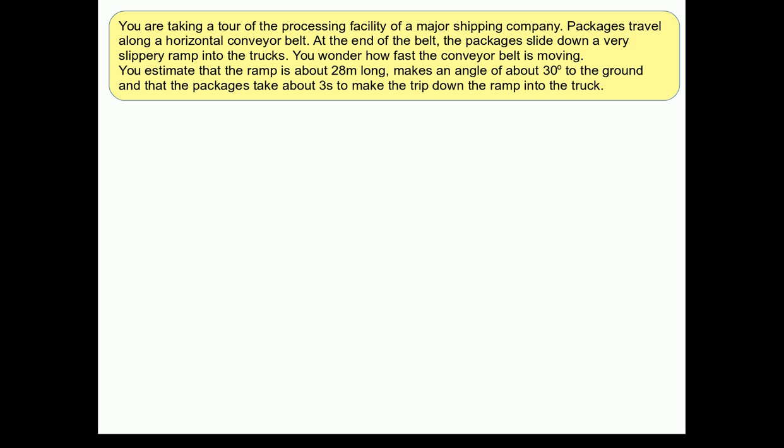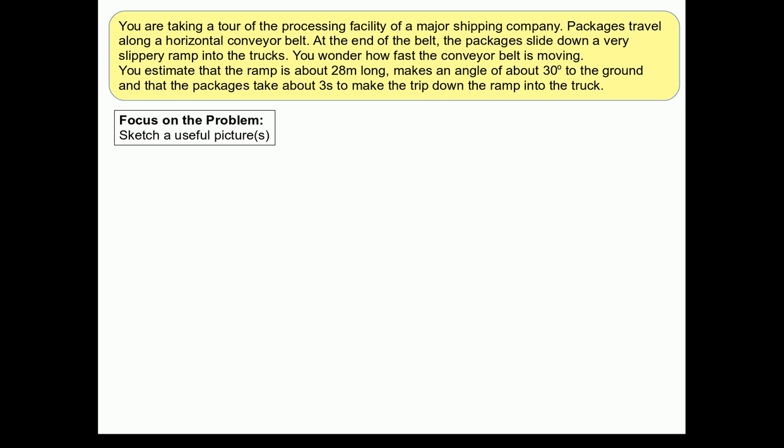You are taking a tour of the processing facility of a major shipping company. Packages travel along a horizontal conveyor belt. At the end of the belt, the packages slide down a very slippery ramp and into the trucks. You wonder how fast the conveyor belt is moving. You estimate that the ramp is about 28 meters long, makes an angle of about 30 degrees with respect to the ground, and that the packages take about 3 seconds to make the trip down the ramp and into the truck.